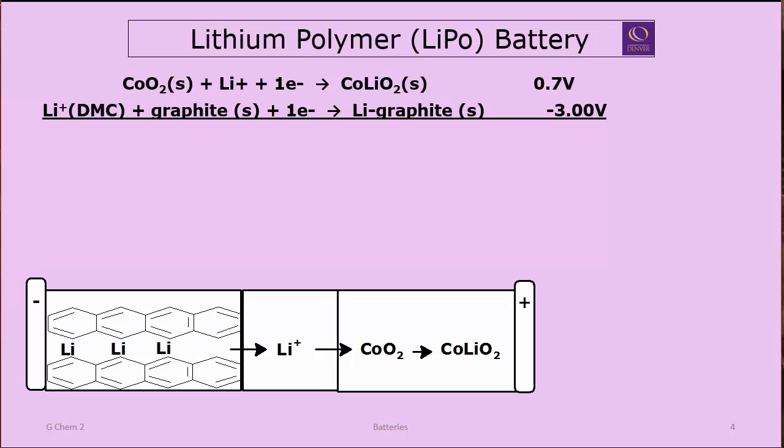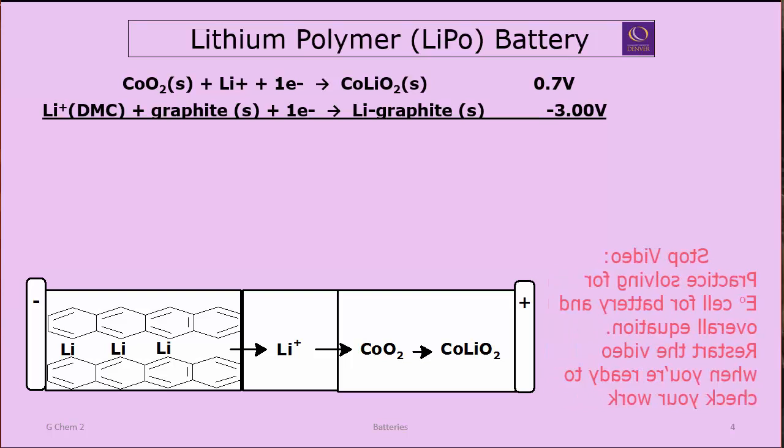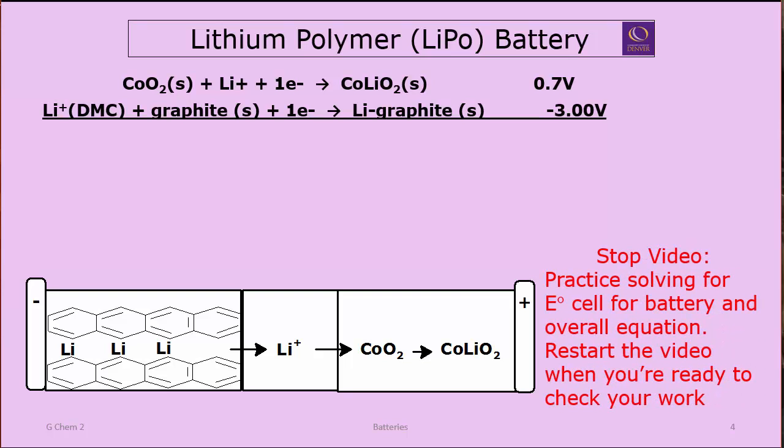And so once again, let's do some practice. Why don't you look at these two equations, stop your video, see if you can determine which equation would take place at the anode, which would take place at the cathode, figure out the E cell, and then stack the equations together and figure out the overall equation. And when you're ready, you can restart the video and check your work.